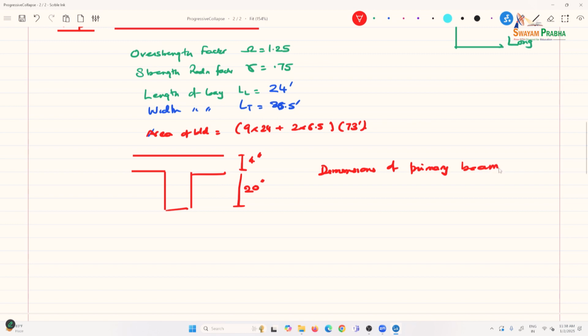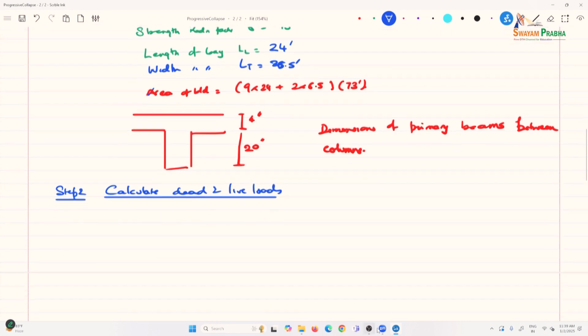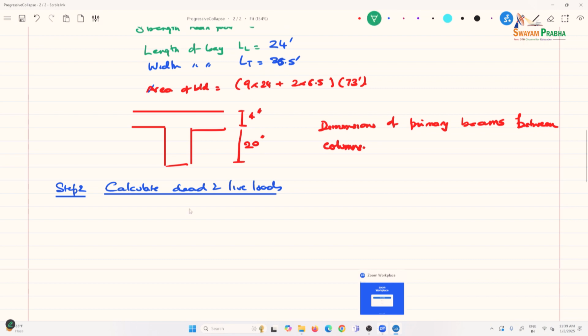So, this is for self weight purposes. So, we start with our second step, which is to calculate the dead and live loads. Several things we account for, I am sure you do that here also, is the dead load due to what we call mechanical, electrical and plumbing.